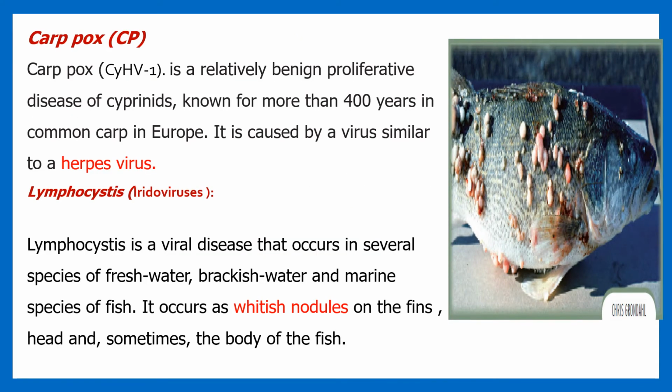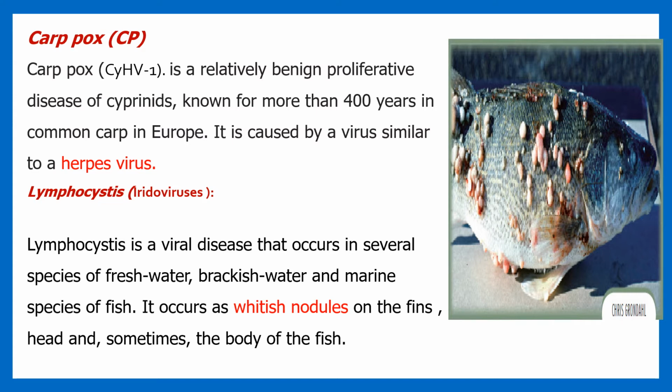Now the next viral disease is carp pox, just like chicken pox. This is caused by the CyHV-1 virus, a relatively big virus, and is a proliferative disease of the cyprinids, known for more than 400 years in the common carp in Europe. It is caused by a virus similar to the herpes virus, and watery boils or blisters appear on the body.